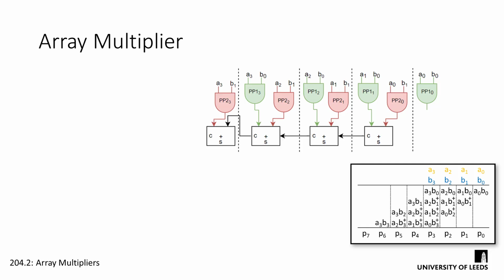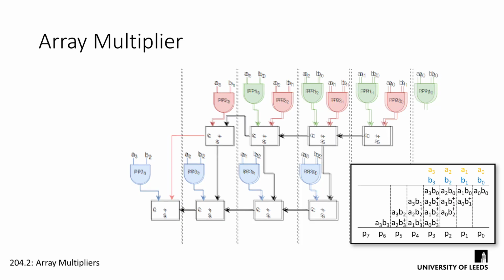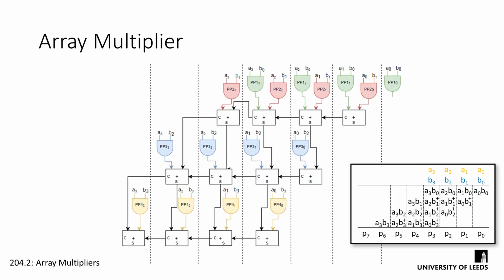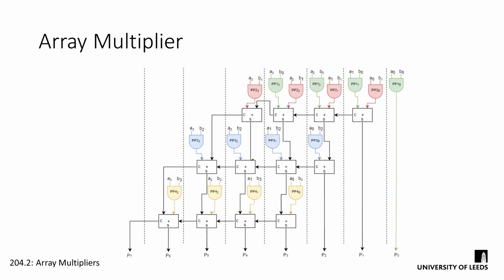We can then generate the next partial product and add it to the output from the previous line, cascading the final carry out down into the furthest adder on the left. Repeating this process for the final partial product gives us our complete array multiplier. All we need to do now is pass the sum from the lowest adder in each column to our output.